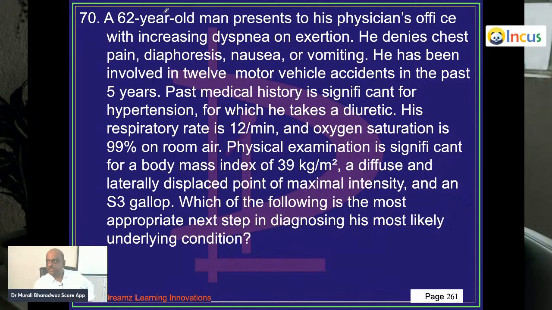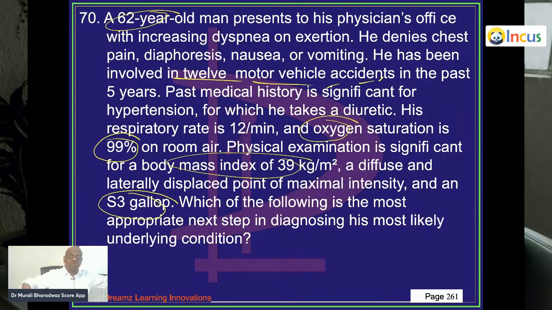Then, doctor, a 62-year-old man, oxygen saturation 99%. He had 12 motor vehicle accidents in the past 5 years. And typically he has an S3 gallop, which is a sign of left ventricular failure. And he has a body mass index of 39, meaning obese.